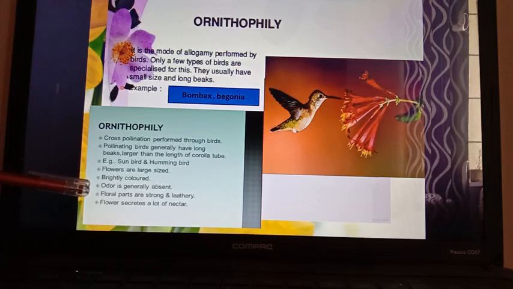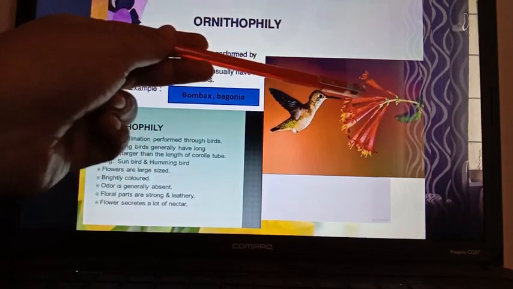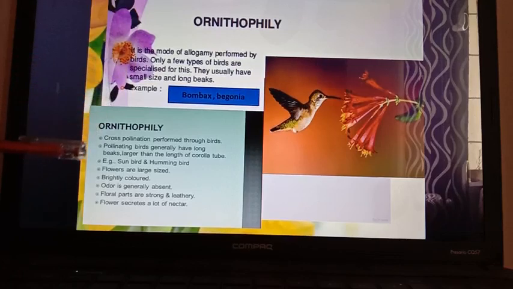Floral parts are strong and leathery. Why strong and leathery? Because they have to withstand the pressure of the birds when they are entering into the flower. So that's why floral parts are very, very strong. Flower secretes a lot of nectar.